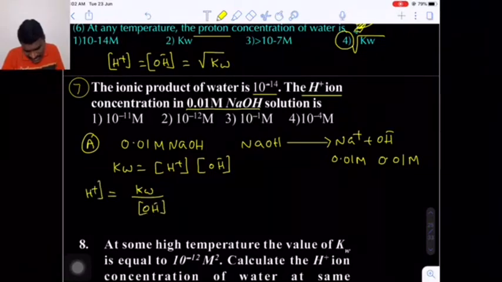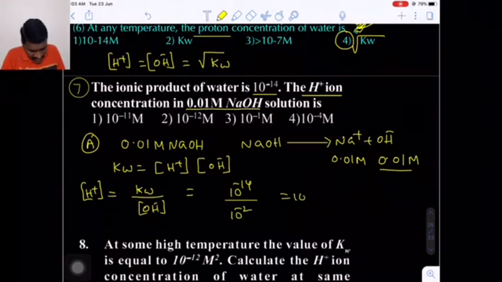Shall I write? Yes. What is the Kw value given? 10 raised to minus 14, whole divided by the OH minus ion concentration in the solution. This is 10 raised to minus 2. So finally, 10 raised to minus 12 moles per liter is the proton concentration. So option number 2.